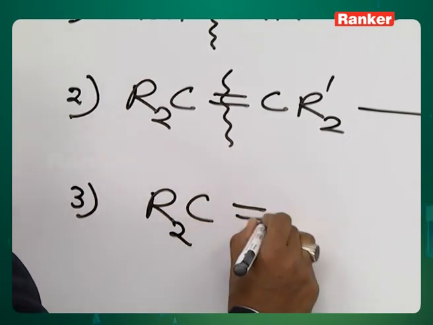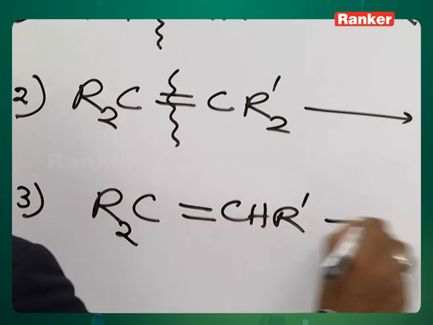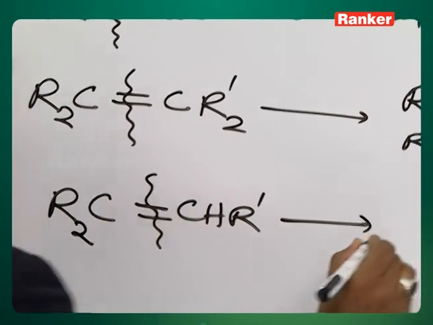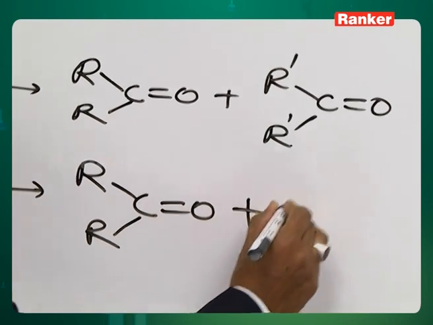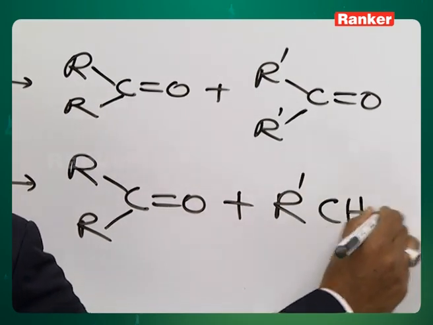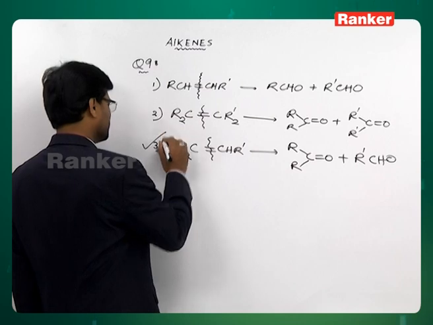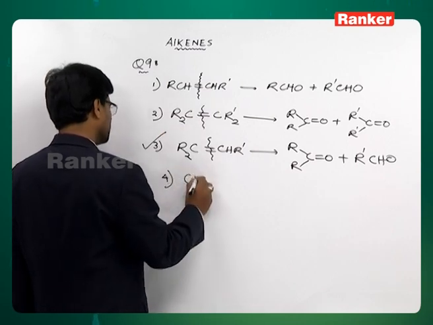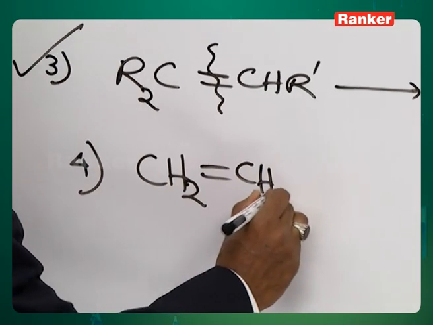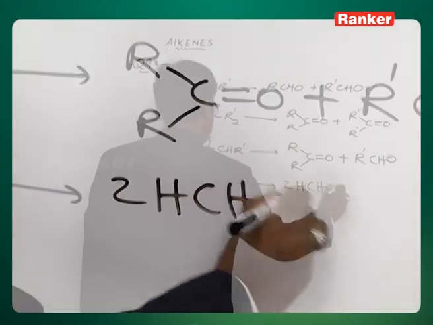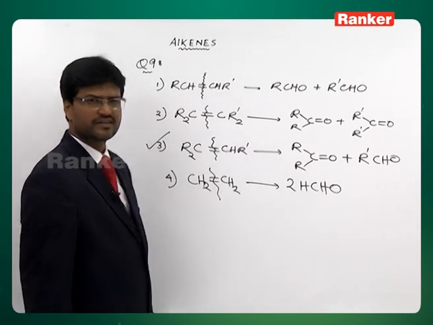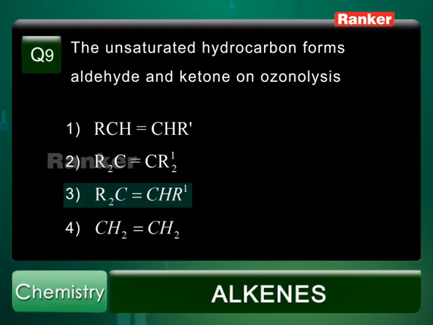Look at the third option, R2C double bond CHR dash. This on ozonolysis gives ketone and R dash CHO aldehyde. So, the correct answer is third option. Whereas, our fourth option CH2 double bond CH2, this will break to give 2 moles of formaldehyde. So, the correct answer is third option. It is this compound which can give 1 mole of ketone and 1 mole of aldehyde upon ozonolysis.